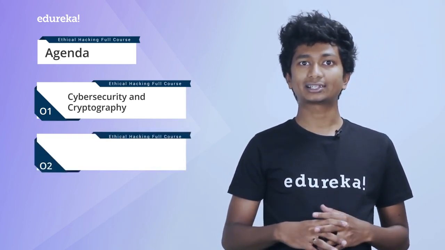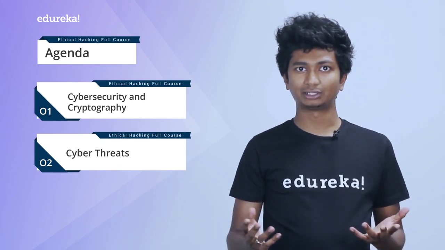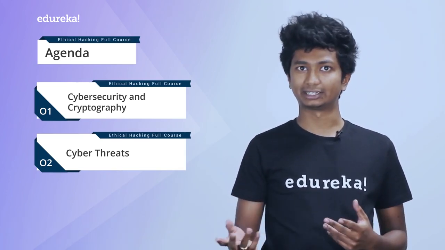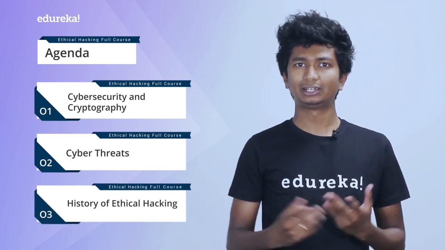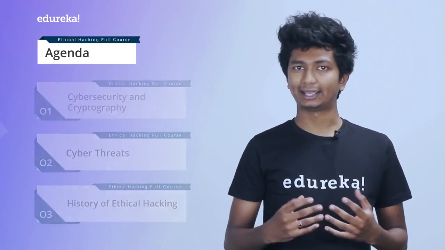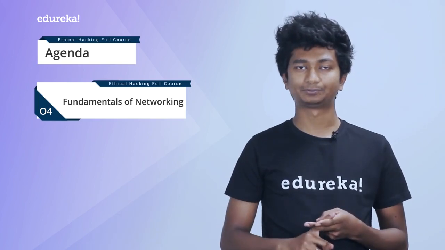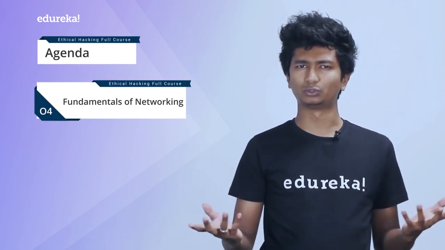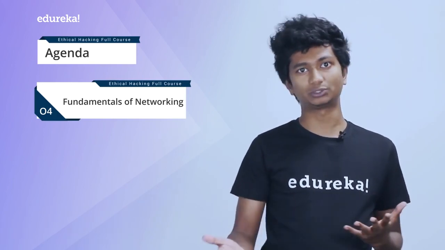Next, we'll be looking at some cyber threats. We'll be seeing how these cyber threats actually affect our computer, and then we'll also see how we can mitigate them. After which, we'll be looking into the history of ethical hacking. We'll learn how this all began in the Massachusetts Institute of Technology, and then we'll be looking into the fundamentals of networking and ethical hacking. In this, we'll be learning the various tools that are used in ethical hacking and also the network architectures that these tools are used in.